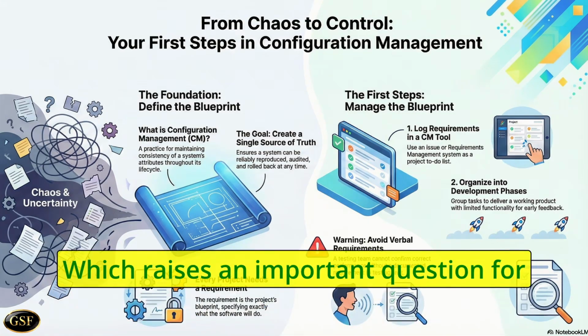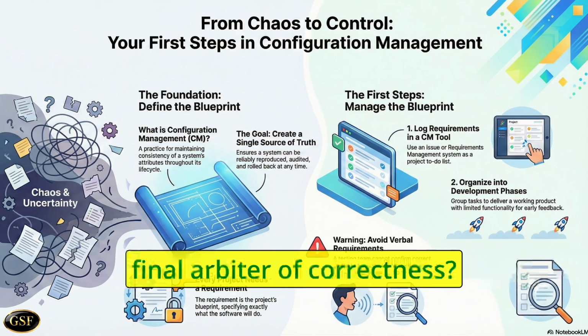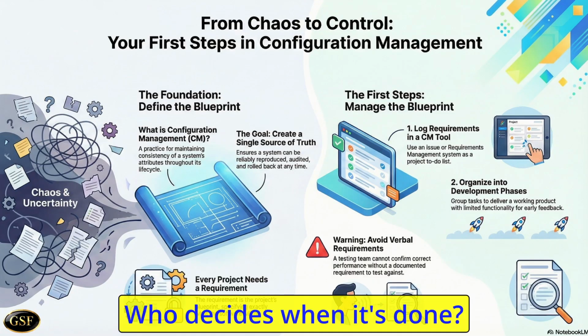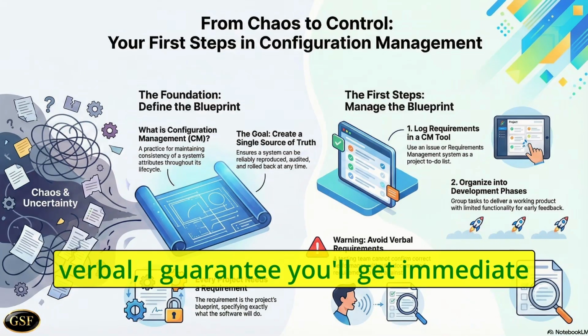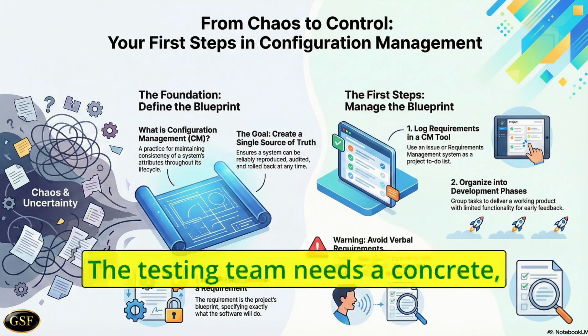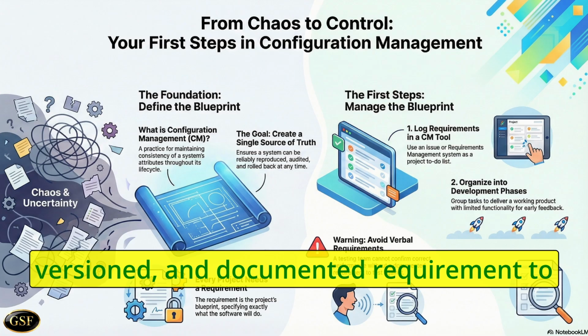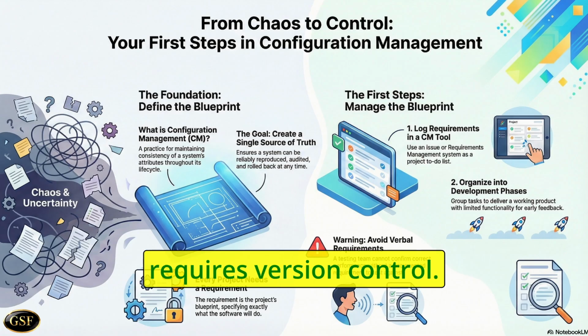Which raises an important question for you, the listener. When you don't have a requirement, who is the final arbiter of correctness? Who decides when it's done? Who decides? If the requirement is just verbal, I guarantee you'll get immediate scope creep and chaos. The testing team needs a concrete, versioned, and documented requirement to confirm functionality. It is the very first component that requires version control.